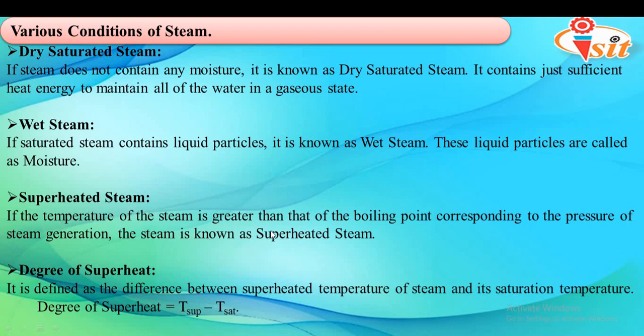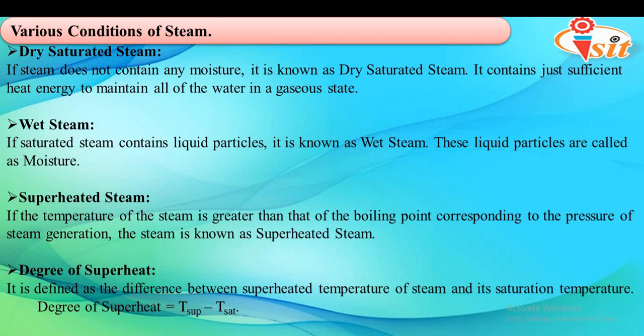If the temperature of the steam is greater than the boiling point corresponding to the pressure of the steam generation, then the steam is known as superheated steam. And the last term is the degree of superheat. It is defined as the difference between the superheated temperature of steam and its saturation temperature. This is the mathematical formula for calculating the degree of superheat: the temperature of superheated steam minus the temperature of saturated steam.